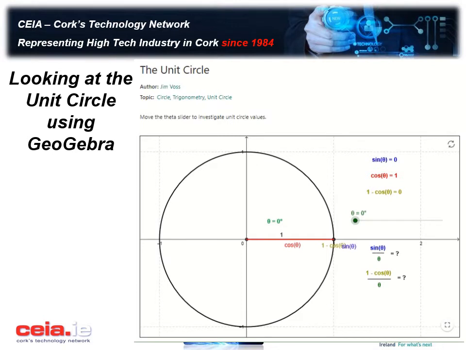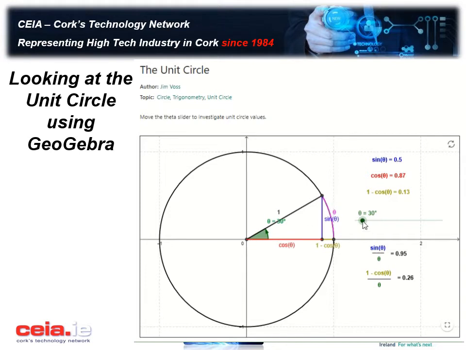And what we get is this simple GeoGebra lesson all about the unit circle. Okay, so it's quite a simple one. We have something here called a theta slider, and we have to move the theta slider to investigate unit circle values. And this is the slider here. So by moving the dot back and forth along the slider, we can change the angle at the center of this unit circle. And we just use this to see the relationship between the changing angle at the center of the circle and the corresponding values of cosine and sine theta relating to that angle. Okay, so these are the horizontal and vertical distances of where this angle strikes the unit circle.